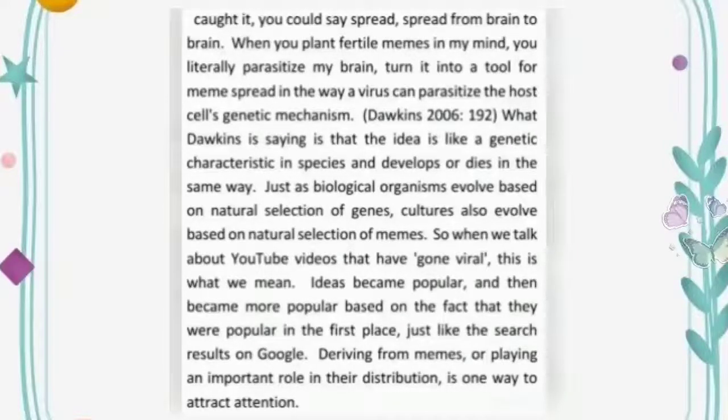What Dawkins is saying is that an idea is like a genetic characteristic in a species and develops or dies in the same way, just as a biological organism evolves based on natural selection of its genes. Cultures also evolve based on natural selection of memes. So when we talk about YouTube videos that have gone viral, this is what we mean. Ideas become popular and then become more popular based on the fact that they were popular in the first place, just like search results on Google. Refining memes and playing an important role in their distribution is one way to attract attention.